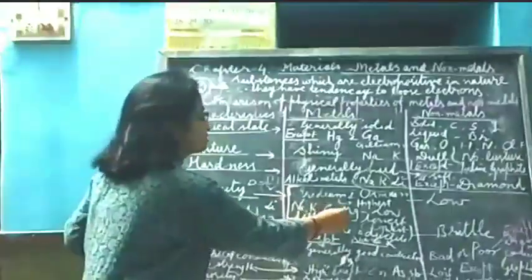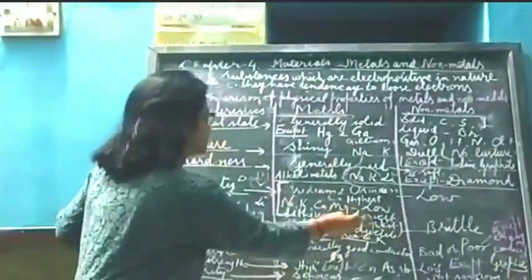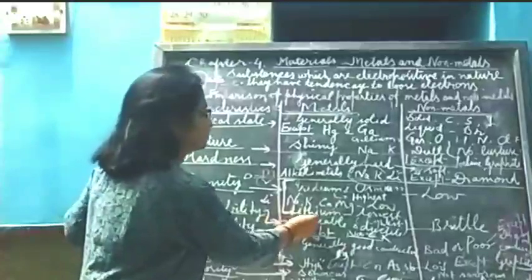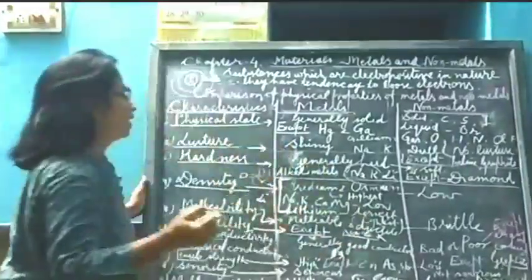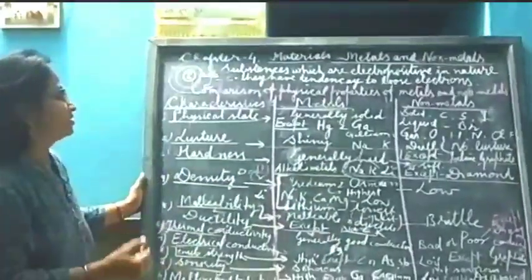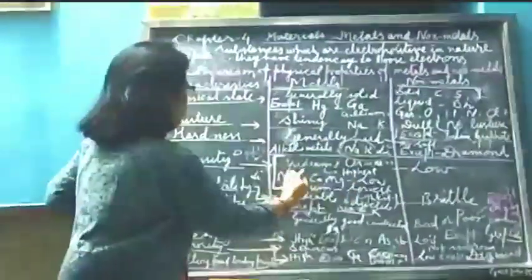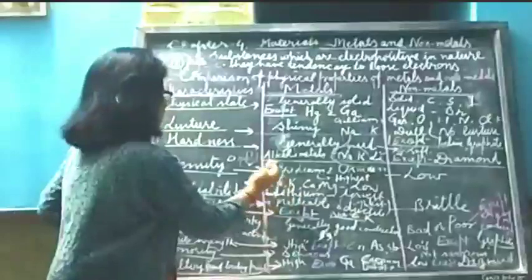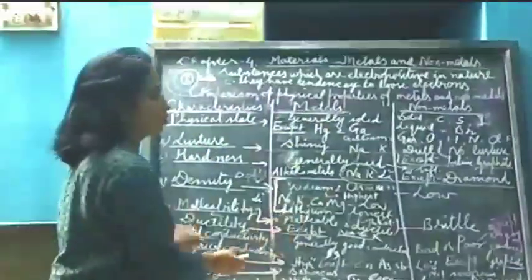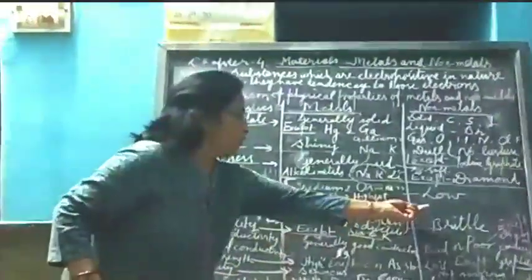Sodium, potassium, calcium, magnesium have low density, whereas lithium has the lowest density, the lightest substance. So again, different types of examples are there. Whereas the density of non-metals is low. They are not so high.